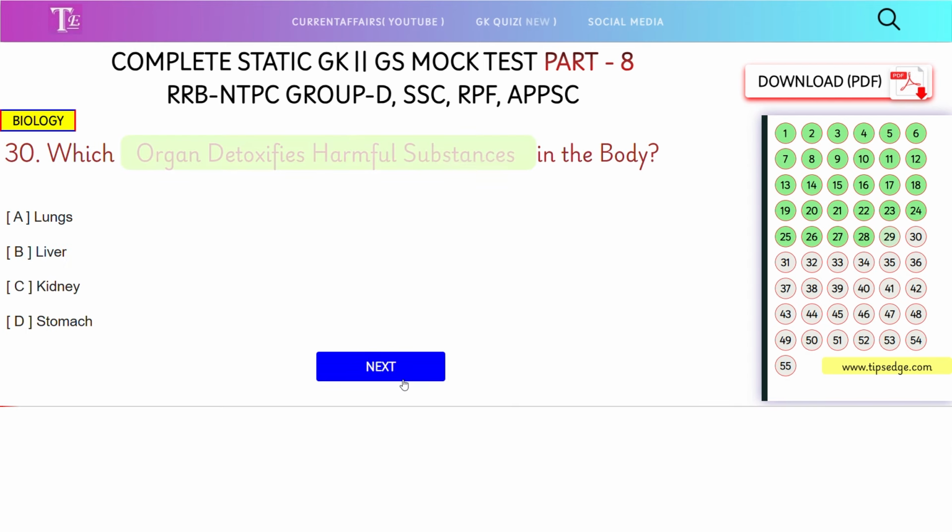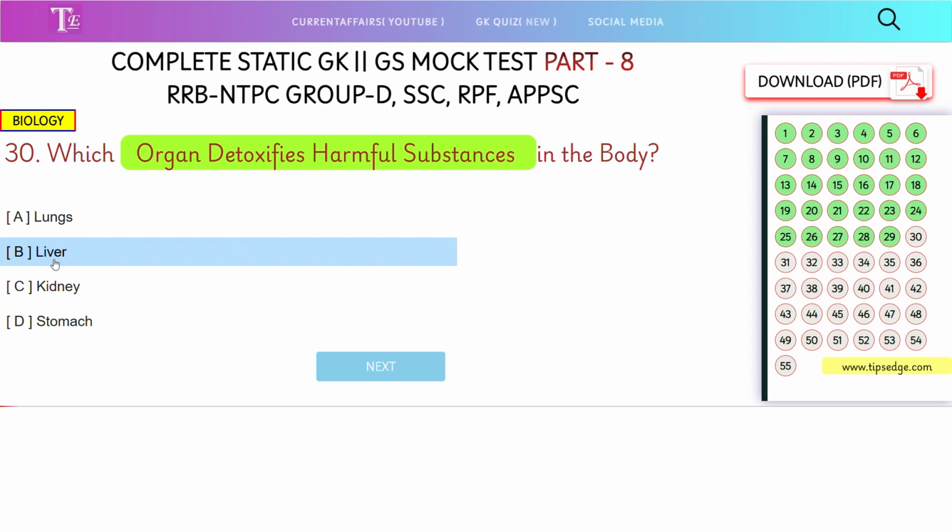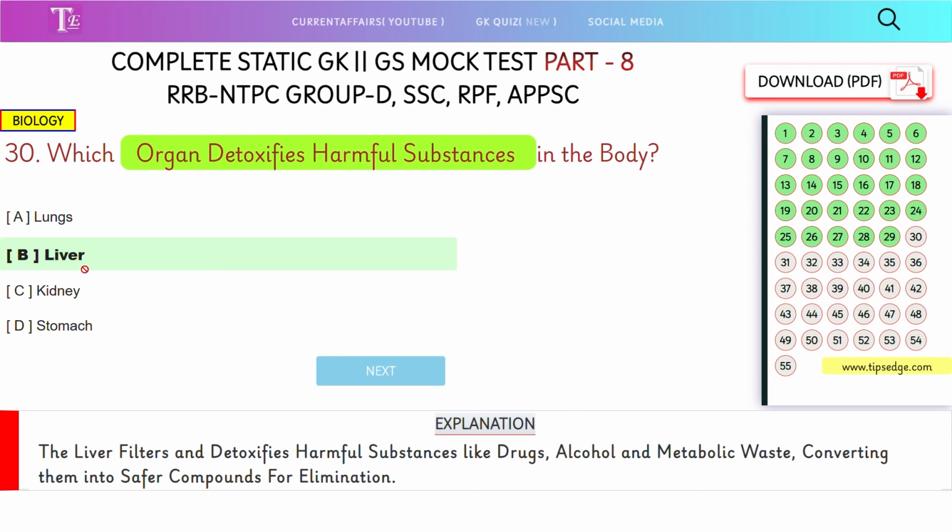Now moving to the 30th question. Which organ detoxifies harmful substances in the body? Answer: liver. The liver filters and detoxifies harmful substances like drugs, alcohol, and metabolic waste, converting them into safer compounds for elimination.